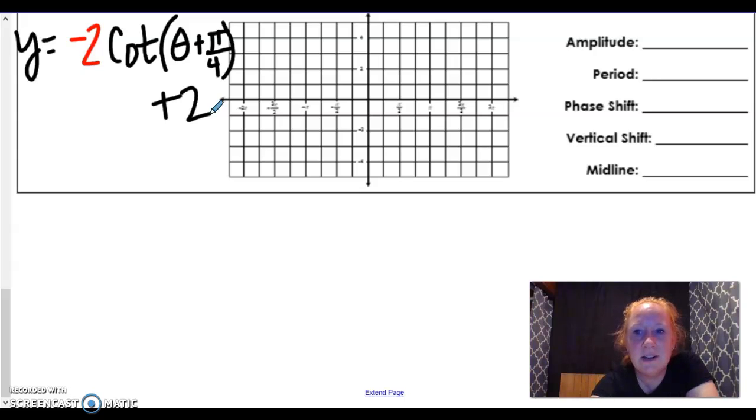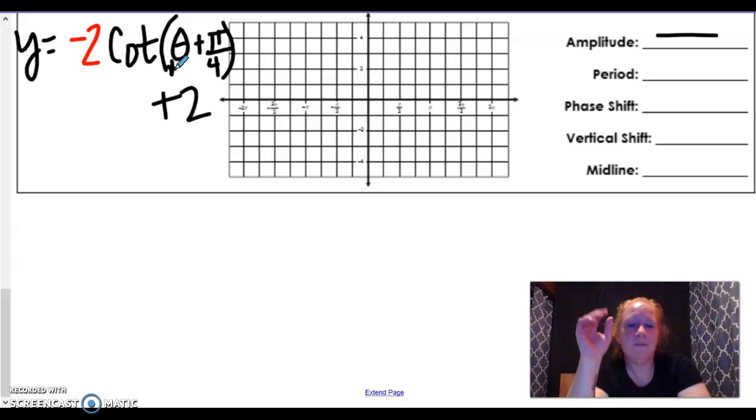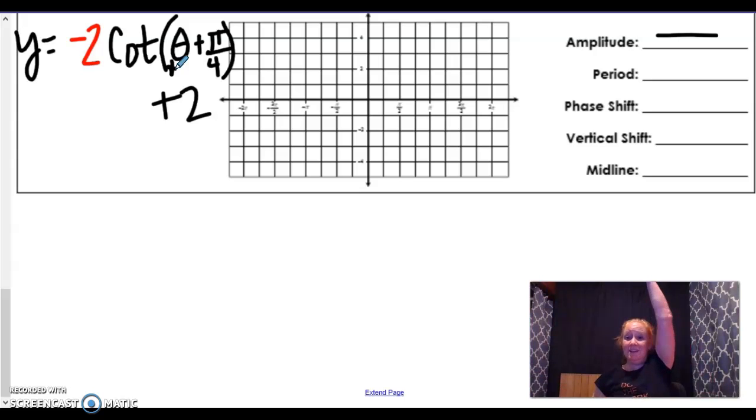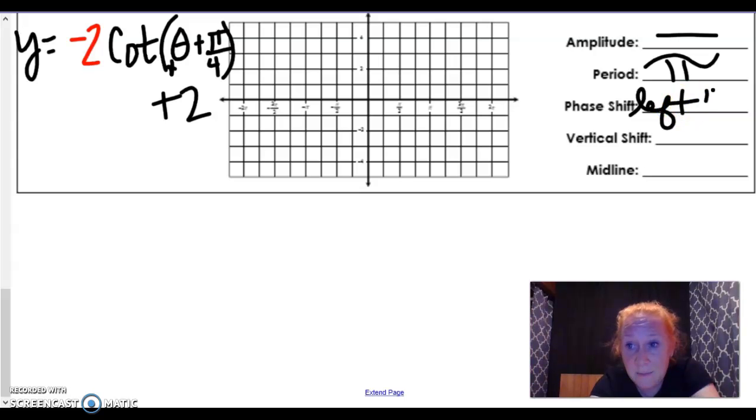So let's start with amplitude. There isn't one because it's cotangent. Period. Okay, so the period, I would look right here. Does anything change the period? It does not. The period is pi for a cotangent because we're going from here to here. So it's just pi. It does have a phase shift. Since there's a 1 there, I can just say it's left pi over 4. I don't have to divide that pi over 4 by anything. Vertical shift up 2. So that means my midline is going to be at y equals 2.